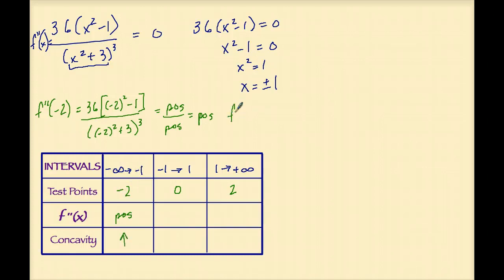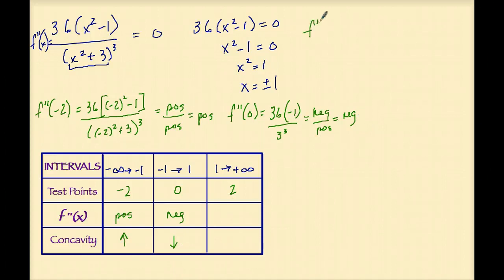Now let's look at the second derivative at 0. We end up with 36 times 0 minus 1, which is negative 1, over 0 plus 3 cubed, which is 3 cubed. That is negative over positive, which of course is a negative number. Meaning on this interval, our graph is concave down.